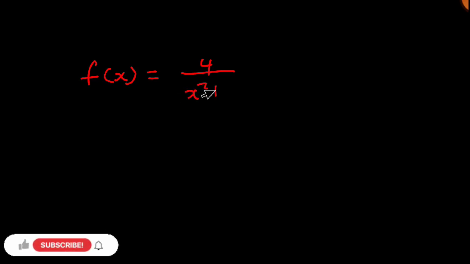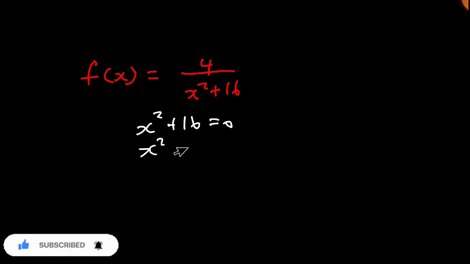So let's consider this question. f of x is equal to 4 divided by x squared plus 16. Now if you set this denominator to 0, you're going to get x squared plus 16 equals 0. If you subtract 16 from both sides, you're going to get x squared equals -16. Then if you take the square root of both sides, this and this will cancel.